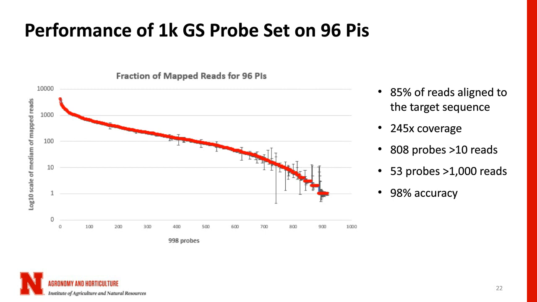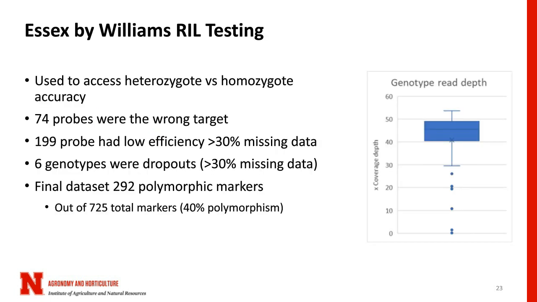The thing about the PIs, though, is they're almost 100% homozygous. There's very little heterozygosity in these plant introductions. So to assess heterozygosity, we wanted to use this Essex by Williams population. Even though they're RILs, there's still 6% heterozygosity, and we wanted to assess that with this population.